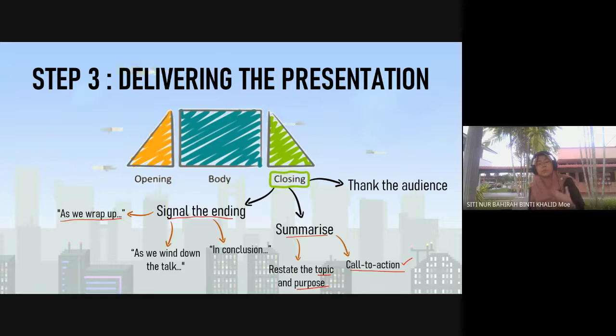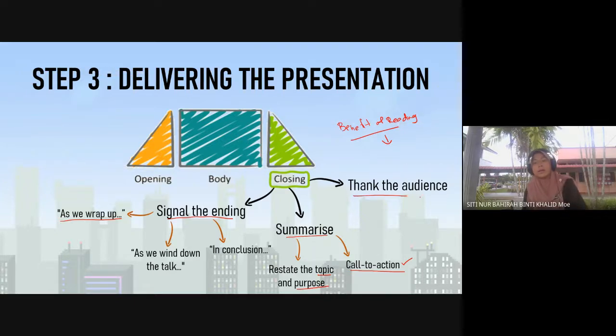So for example, maybe I can say, if my topic is benefits of reading, my call to action could be, I hope everyone will pick up a book and start reading. Or if your topic is benefits of exercising or benefits of sports, your call to action could be, I hope everyone will start exercising today for the better of your health. Okay. So that is call to action. You are calling your audience to take action on something.